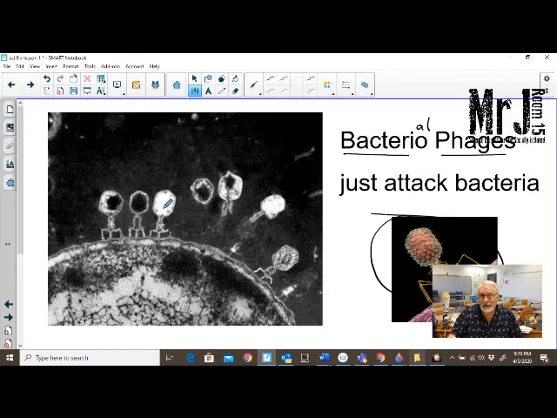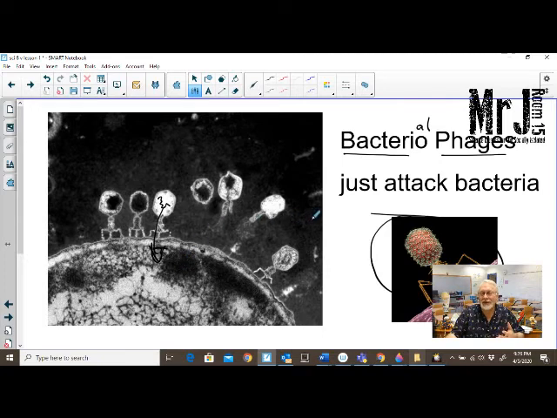And what they're doing is just what we talked about. They have DNA inside here that gets shipped into the bacteria. The bacteria then starts making more bacteriophages, which then kills the bacteria. It is the coolest thing.